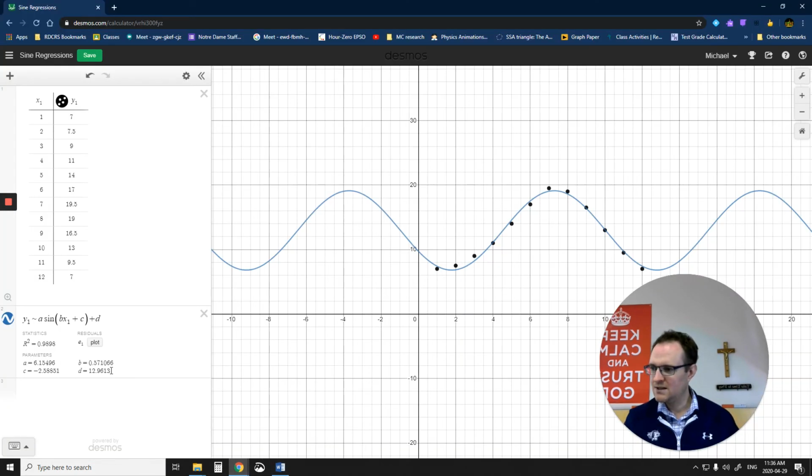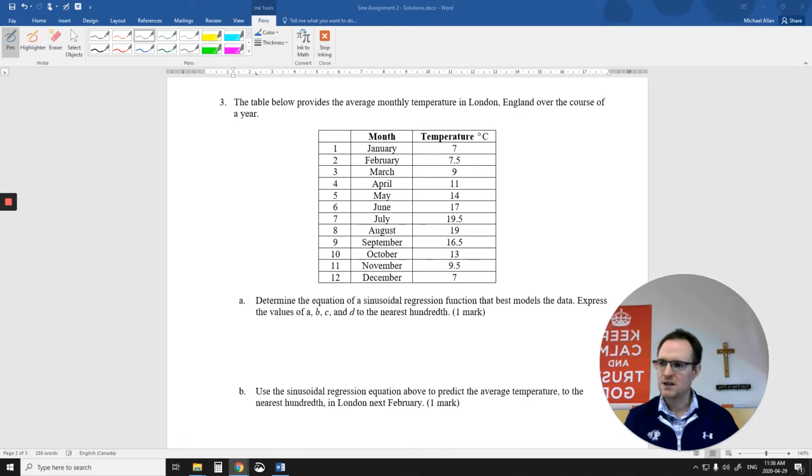So here's my A, B, C, D. I'm just going to write out my sine regression. The equation is going to be y equals a, and hundredth is 2 decimal places, so 6.15 sine, and then it says bracket bx. So my b is 0.57x. Then it says plus c. So my c is a negative, so I'll go minus.